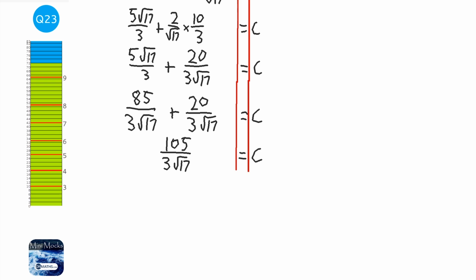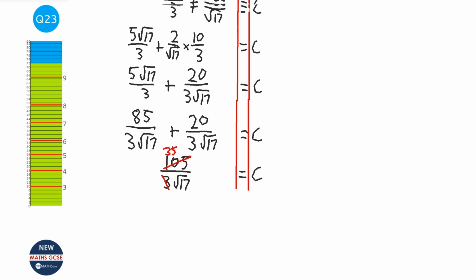Now 105, if you add up the digits, 1 plus 0 plus 5, it equals 6. And if that number, when you add up the digits, is divisible by 3, then the whole number is divisible by 3. My knowledge of my 35 times table is good enough to know that 105 divided by 3 is 35. So that would be 35 there, and that would just be root 17. So c is 35 over root 17. Took us a while, but we got there.